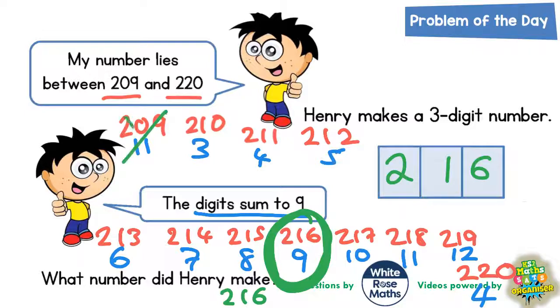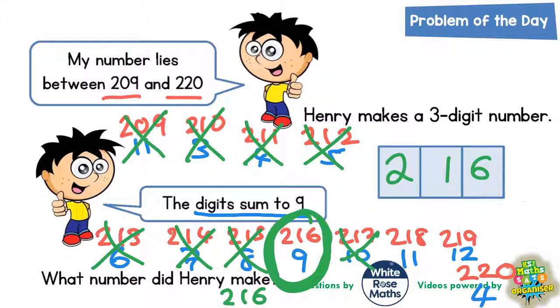This one sums to 11, 3, 4, total is 5, total is 6, total is 7, total is 8, total is 10, total is 11, total is 12, total is 4. The only one where the digits sum to 9 is 216.